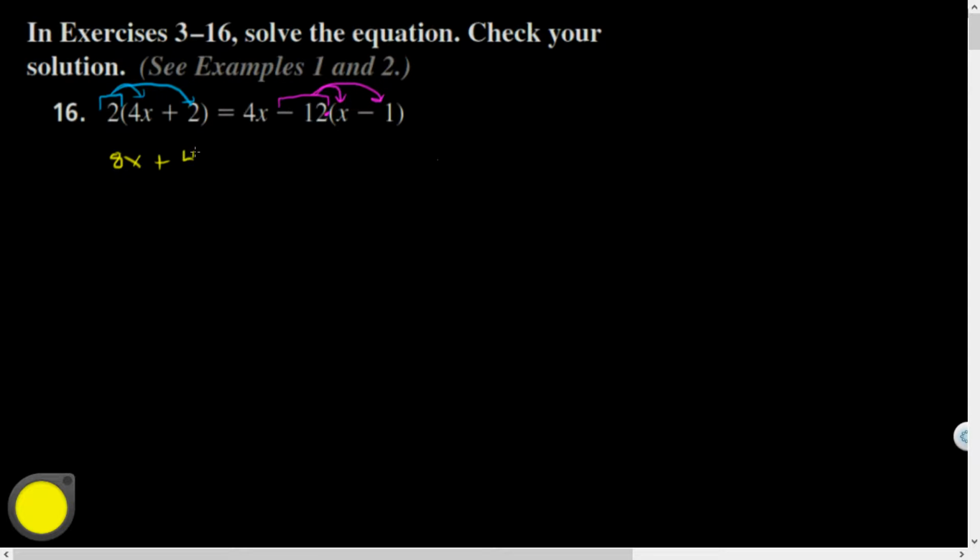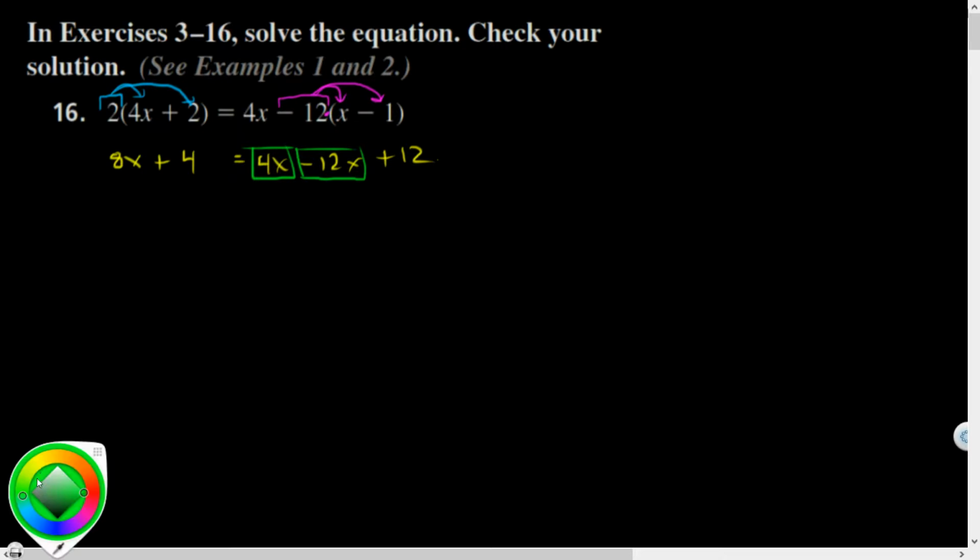8x plus 4. So write down corrections if you get anything wrong, or if for some reason it was blank, you can add that. Negative 12 times x is negative 12x. Negative 12 times negative 1 is plus 12. And let's combine like terms over here, like that. So this side's still the same, 8x.